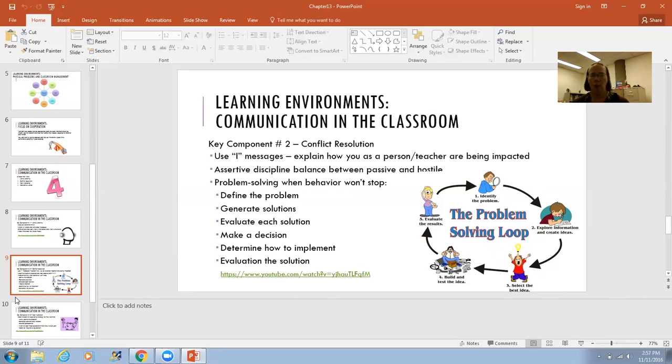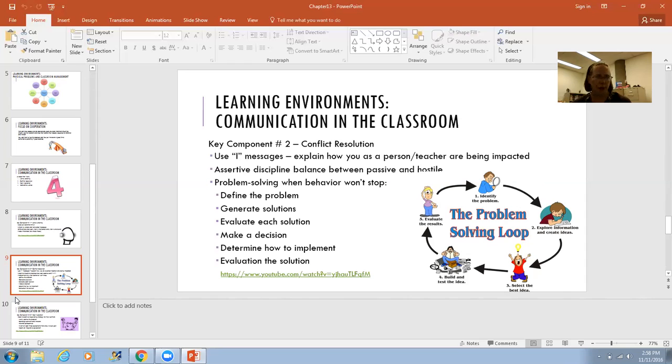So when a behavior won't stop, there are some things that we can do that may help mediate the situation and help define the problem. So I think this is what's really going on, Johnny. Is that true? We can generate some solutions. We can evaluate those solutions. So I present it, or even have them present it, which is even better. So have them generate solutions and then evaluate each solution. So if we do this, what will happen?